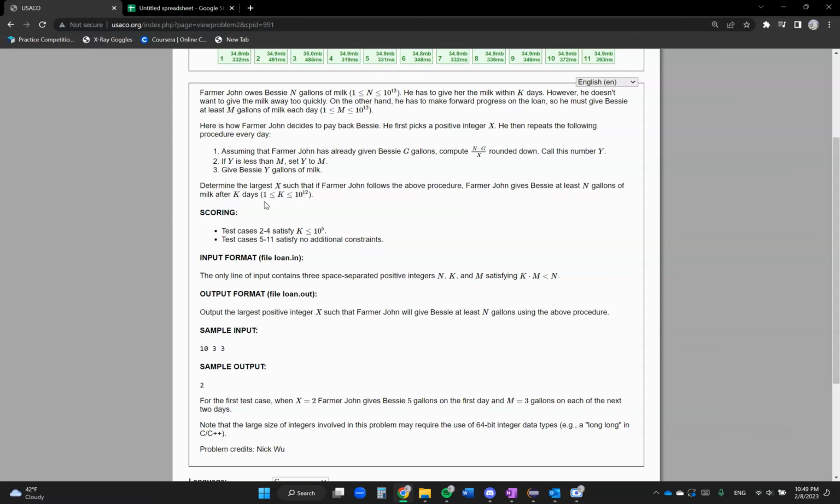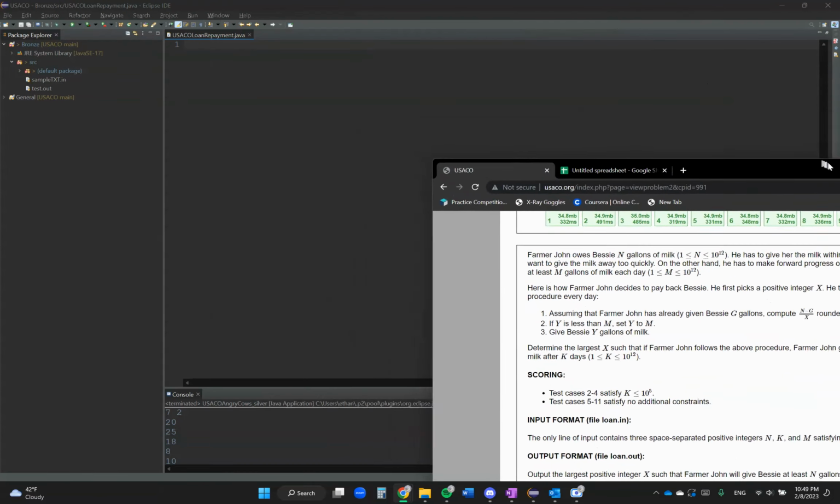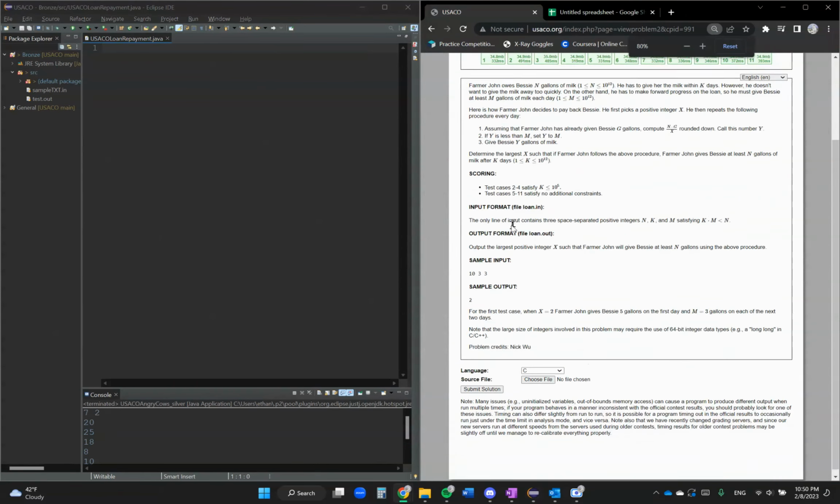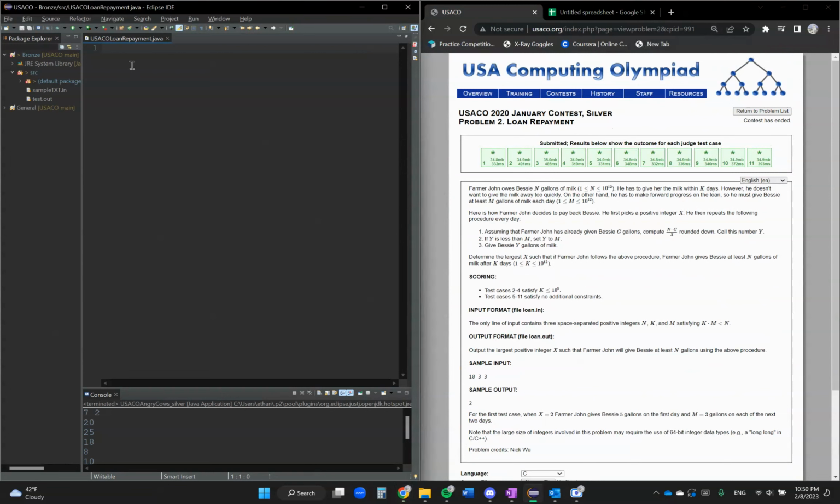the check portion together, where we're going to find how many days it takes for Farmer John to give Bessie a certain amount of milk given a certain number X. So first of all, I'm going to start off with a binary search algorithm. And if you guys are aware of this, a binary search algorithm is basically just a really fast way to find a specific number that meets our criteria. So our criteria is we're trying to find the largest value of X that satisfies the procedure, right?